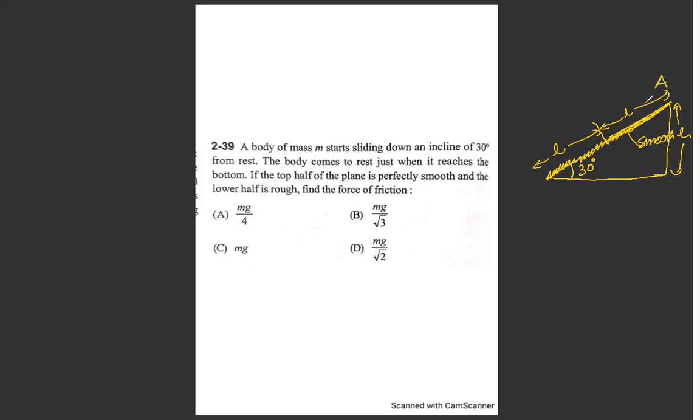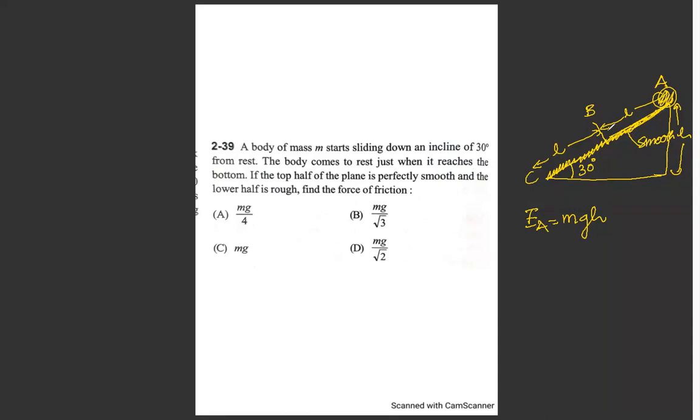So I'm just naming these points as A, B, and C. Okay, so how much energy was possessed by the body when the body is at A? So we can write down that the total energy possessed by it at point A is mgh. This is mgh, but we don't know what the value of h is.